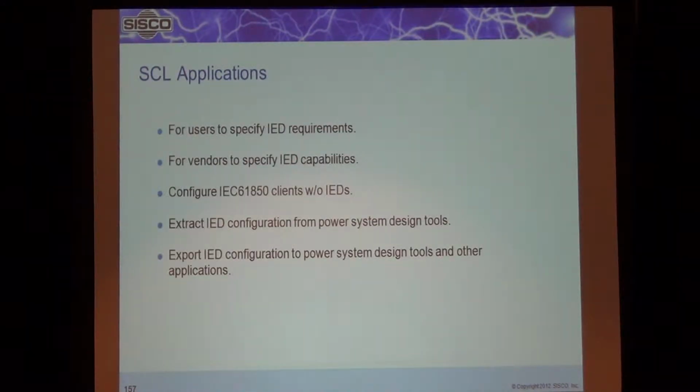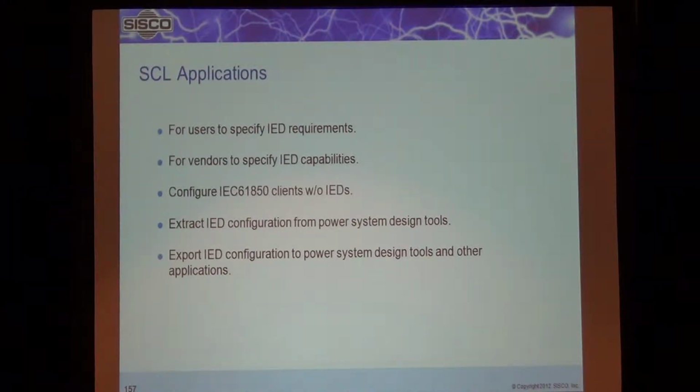What are the applications? It allows users to specify ID requirements. This is kind of an important thing because when you want a device that provides particular functions, you can provide an SCL file and you've eliminated any ambiguity about how many measurement units it has to support, what kind of attributes you expect to see in the device. You can provide that SCL file, go out to bid for it, and you don't have anybody arguing about whether or not you spec'd it right. It's right there in the file.